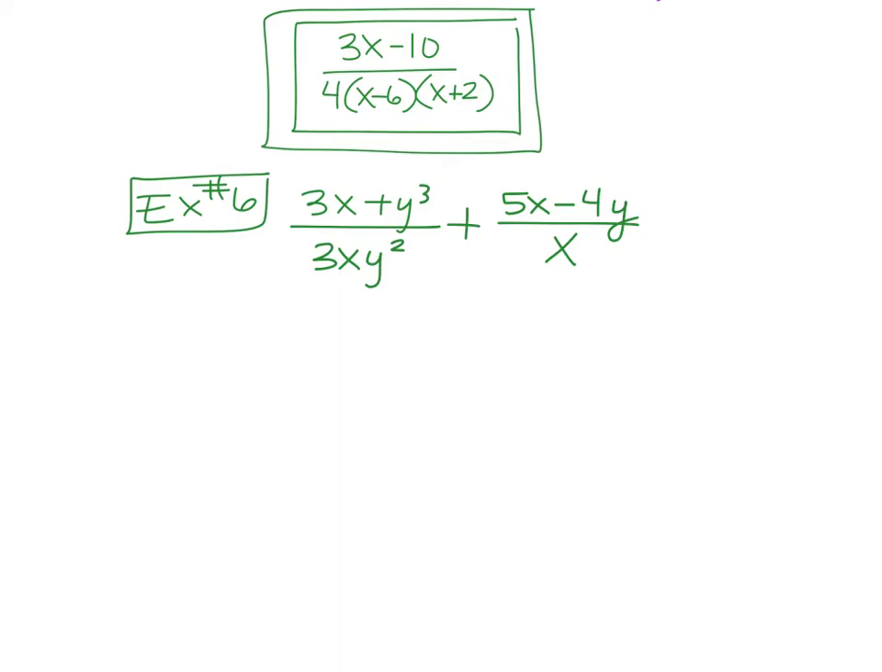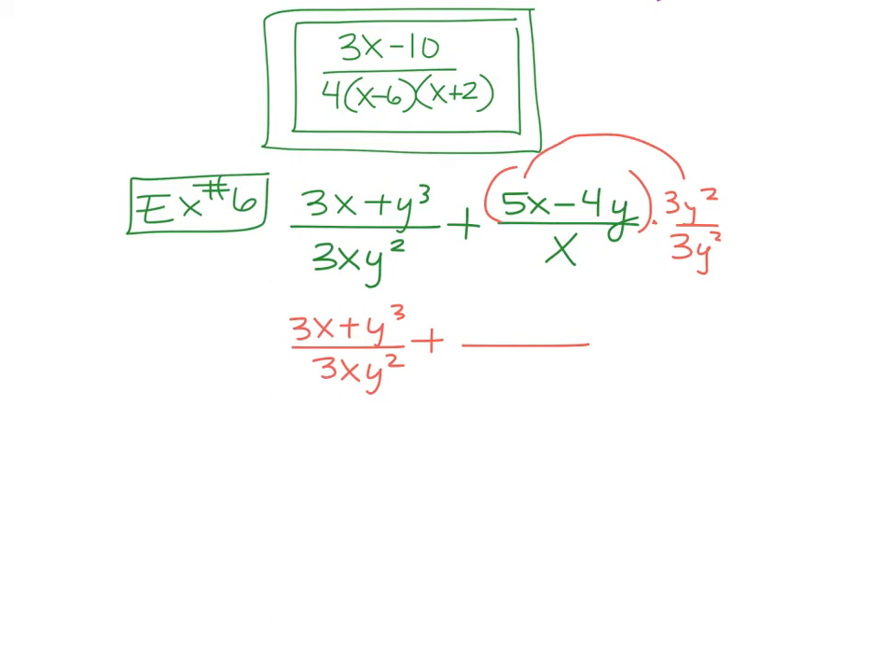3xy squared. So the left side already has the right denominator. So what do you need to multiply the right side by? 3y squared over 3y squared. Okay, but keep in mind, when you multiply this, you multiply the whole thing. So you have to distribute, okay? So it's going to be 3x plus y cubed over 3xy squared plus, and now distribute this.